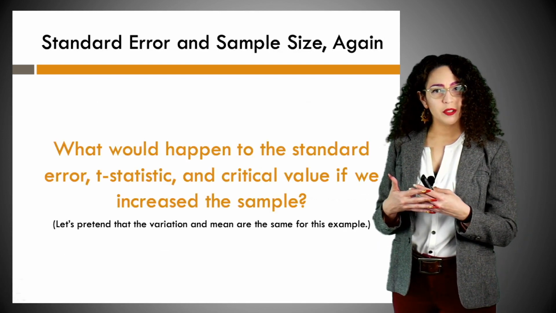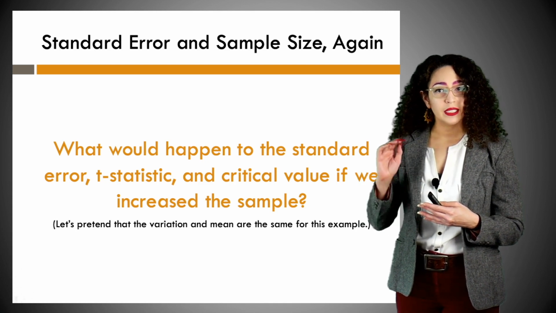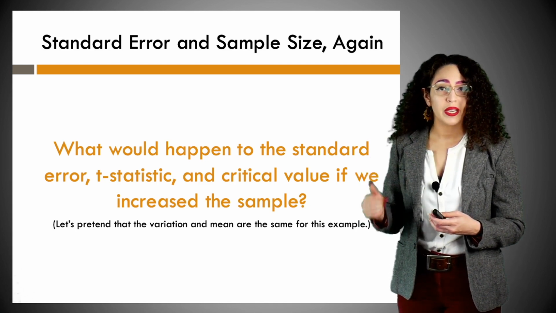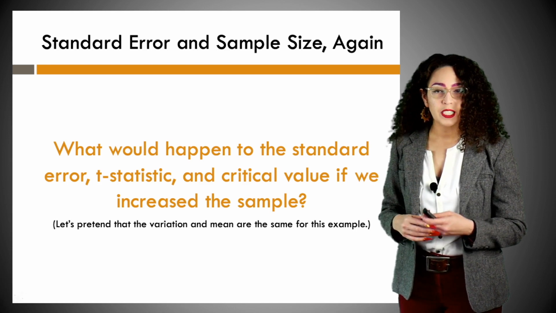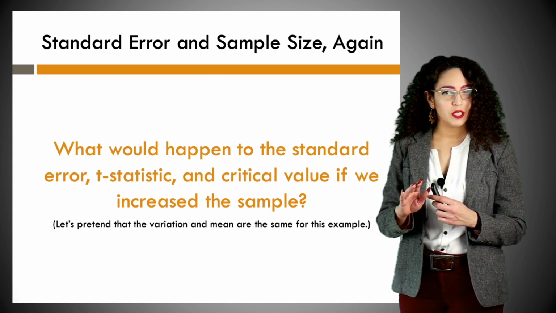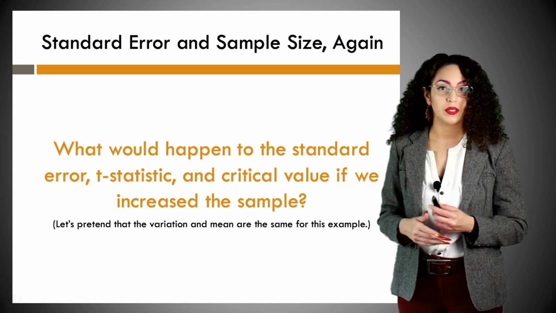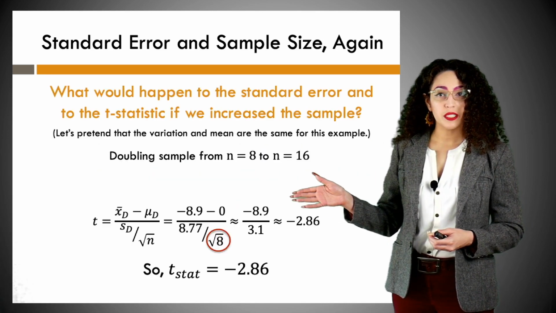Let's look at the relationship between standard error and sample size again. What would happen to the standard error, the t-statistic, and the critical value if we increase the sample size? Let's pretend that the variation and the mean are all the same for this example. So pause me for just a second and think, what would go up and what would go down if we increase sample size? Here's the example that we just did.